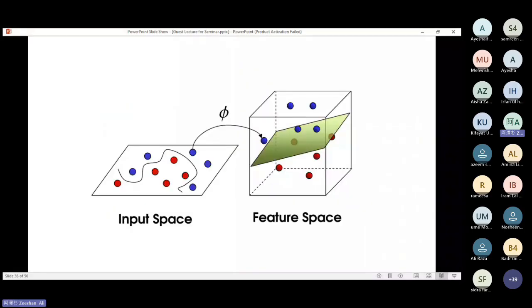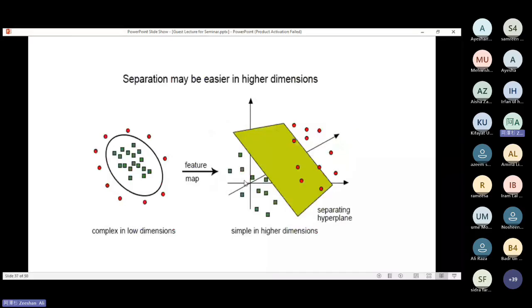We also have some examples. We have two different clusters, and it is very difficult to separate them with the help of a line. So we can classify them with the help of a function phi into two different classes and separate them with the help of a hyperplane. This is another example of the same problem.